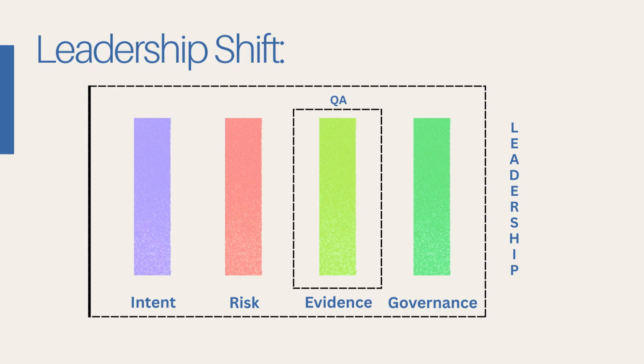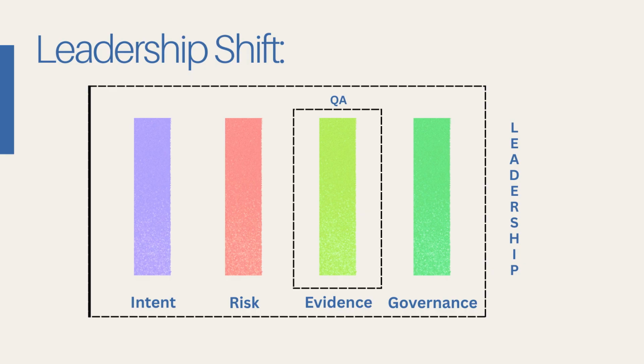What is this agent actually supposed to accomplish for the user and the business? Risk. What can go wrong and what does it actually cost when it does? Evidence. How do you prove it's safe and reliable? Governance. Which decisions need a human and what guardrails are in place? Same 4 pillars from episode 1, but now applied to a system that's making its own decisions.